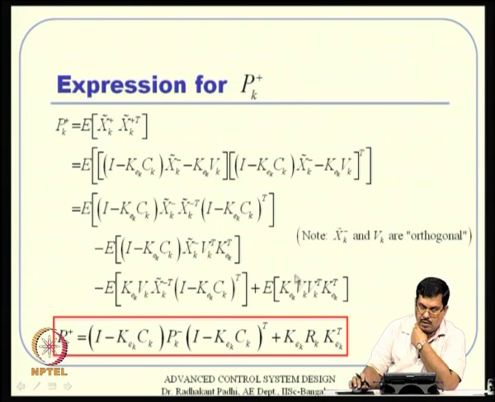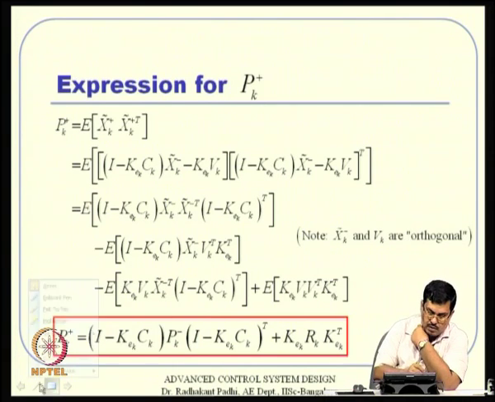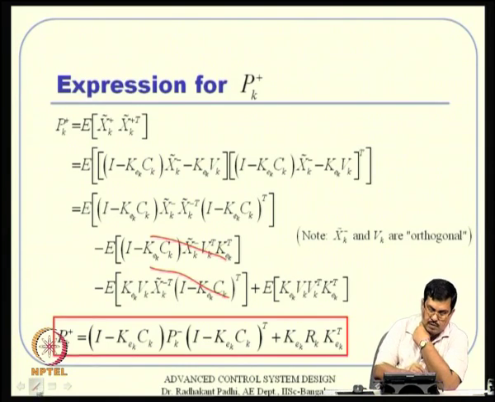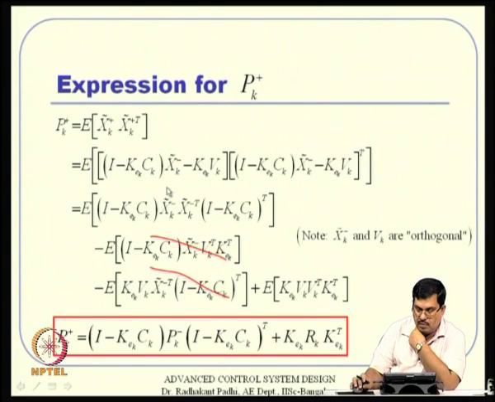It turns out that these expected values are constant, not a function of that, so I can take them out, and these are orthogonal to each other, so they will go. What is left out? These two expressions will not be required. So the first and last will be there, and by definition the first turns out to be P_k minus, and this part is R_k. So P_k plus happens to be like this.